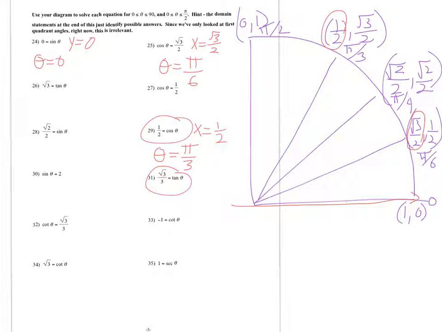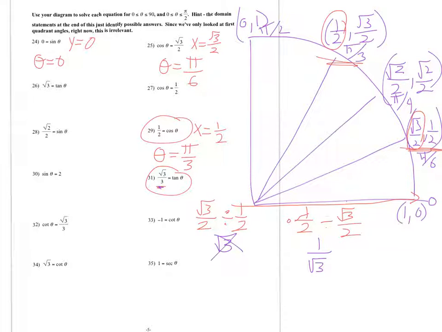For something like 31 where I'm given root 3 over 3, that's not one of these values. It's also tangent, which means I have to deal with this with division. The only coordinates that could feasibly give me a square root of 3 are up here, where I'd have the square root of 3 over 2 divided by a half, or down here where I'd have a half divided by the square root of 3 over 2. I've got to do x over y in both of those cases. Square root of 3 over 2 divided by a half is going to be just the square root of 3. Nope, it didn't work. A half divided by the square root of 3 over 2 is going to be 1 over the square root of 3, which doesn't look like square root of 3 over 3.